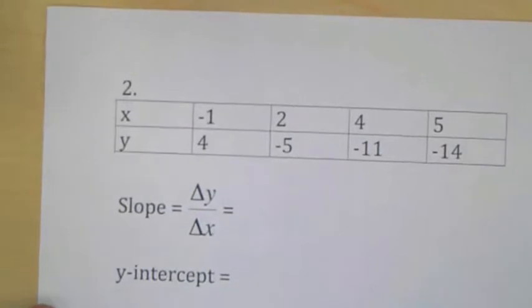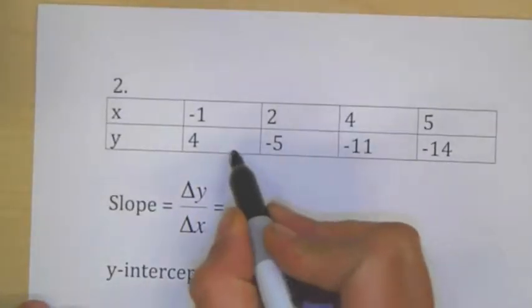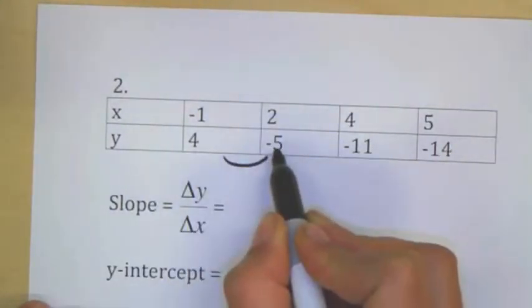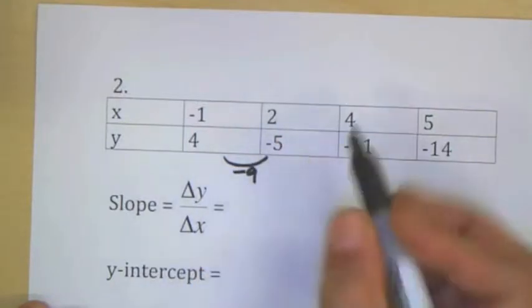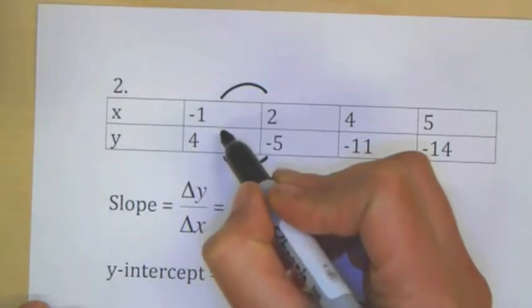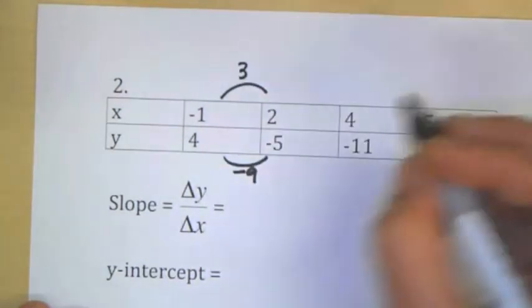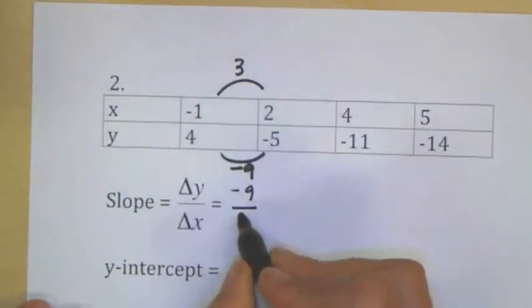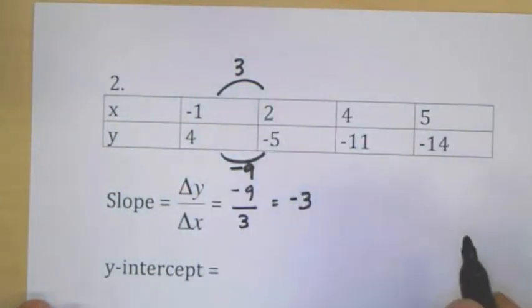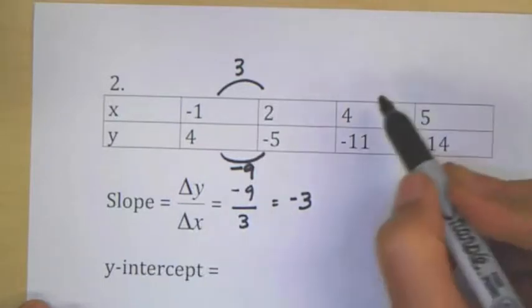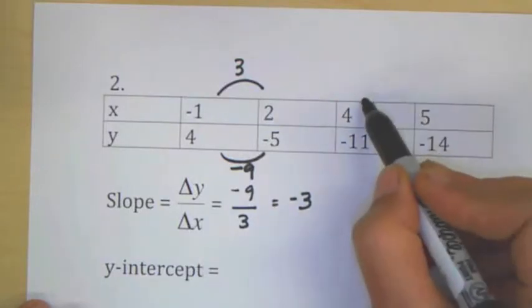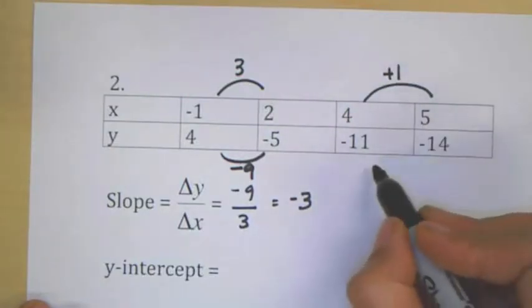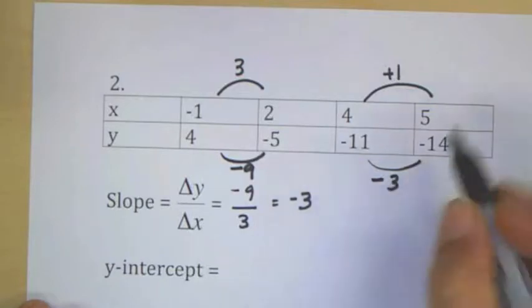So let's look at another example. Once again, notice how I didn't go up by ones here, so I go up by different numbers, but let's just check. From 4 to negative 5, that's a change of negative 9, and the x value went up 3. So the change in y, which is negative 9, over the change in x, which is 3, gives me negative 3. But I could have picked any point. It doesn't matter. So let's pick even from 4 to 5.